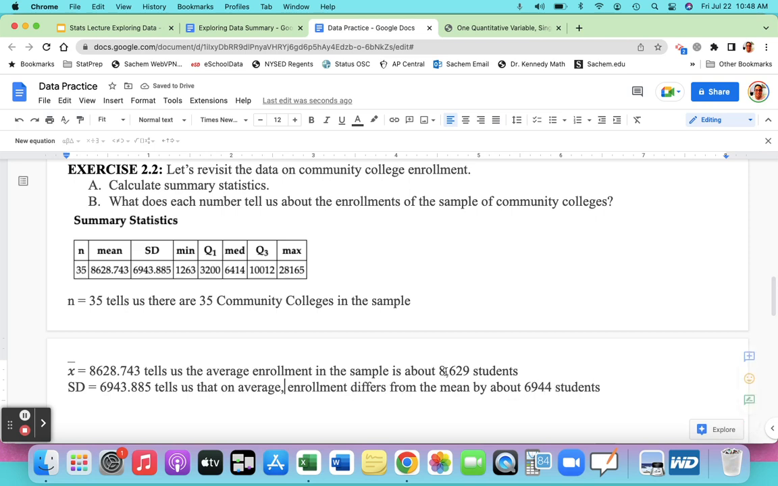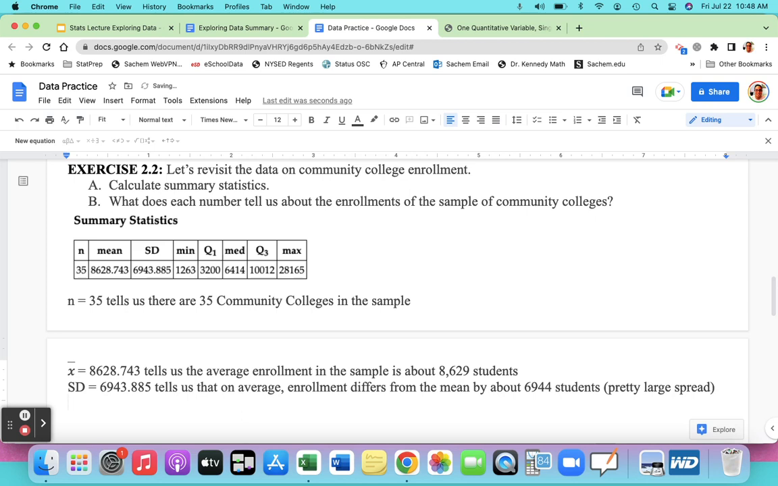So what that means is the average is 8,600, give or take 7,000. Okay, so 7,000 is the typical deviation. So this is fairly spread out. Okay, this is a pretty large spread or variability. So if I randomly select a community college, it's likely that it's going to be within 7,000 students of 8,629. Okay, so it's the average deviation from the mean. So there's a high deviation from the mean.